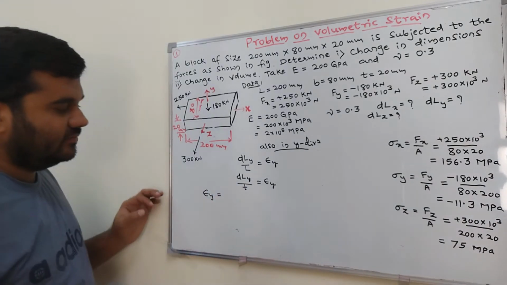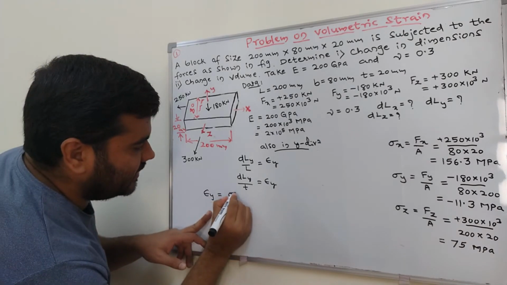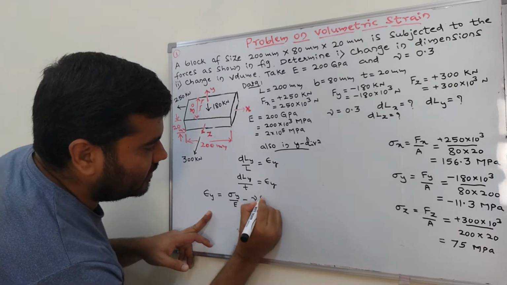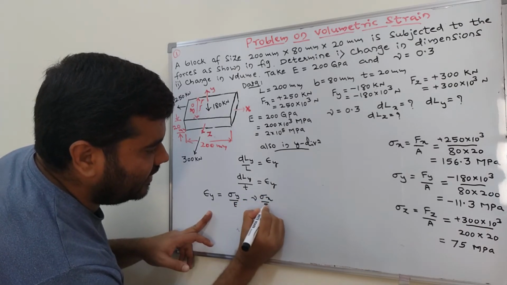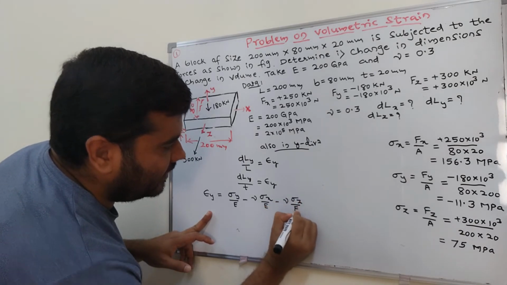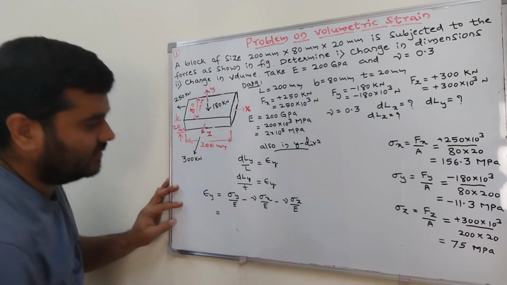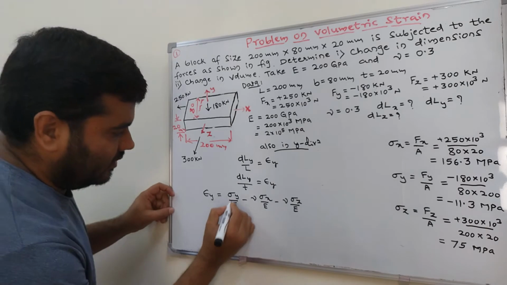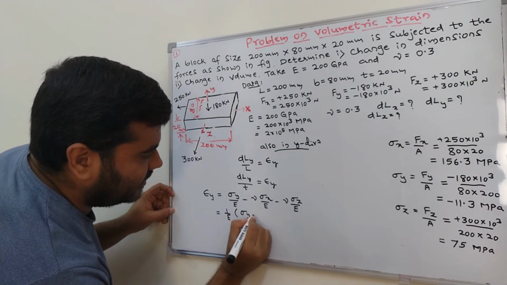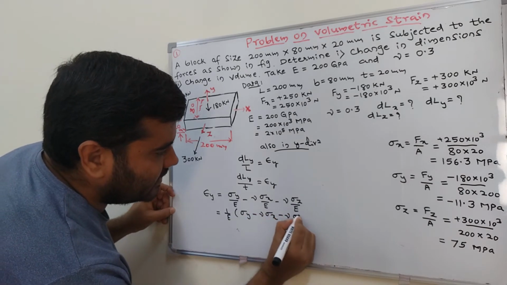Strain in y direction, what is the formula? That is stress in y direction divided by E, minus nu into stress in x direction divided by E, minus nu into stress in z direction divided by E. 1 by E I will take outside: stress in y direction minus nu into stress in x direction minus nu into stress in z direction.